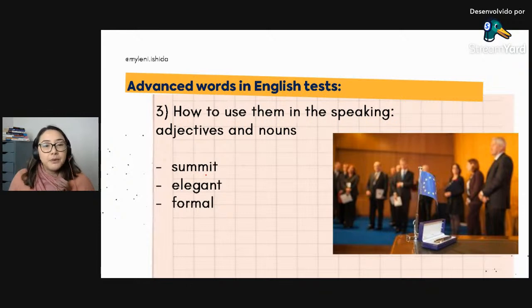And the word formal, this is really nice because in Portuguese we say like this: roupa social.